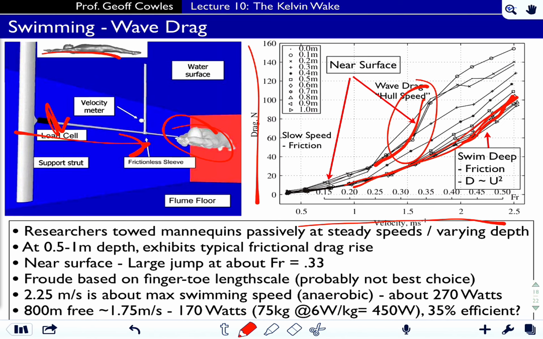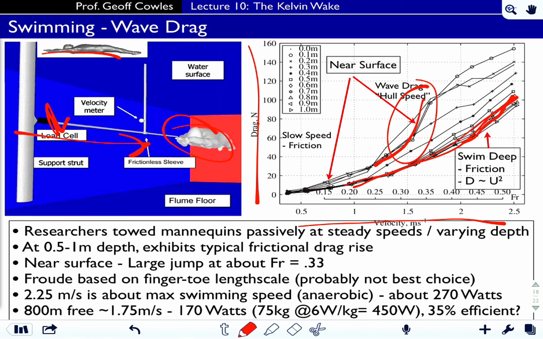And I have to be careful because it's not clear if the wave making is really dominated by the head and the feet. You know, what is really the length between pressure sources for a human? To me, it's kind of unclear. They used a hand to foot length, but I think probably a skull to foot length may be more appropriate. I'm not sure. But you do have this large drag rise.